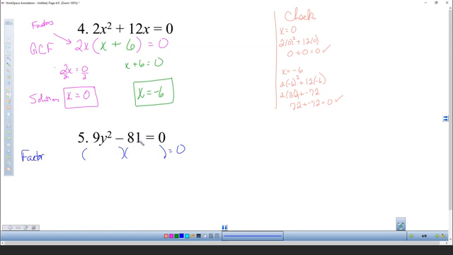9 and 9 is 81. So I like that. I'm going to put that in. But I need to know what comes before that. You got a Y. I'm good with the Y. I need something to go with my Y. How did I get the 9? I took the square root of 81 to get 9. I take the square root of 9 to get 3.